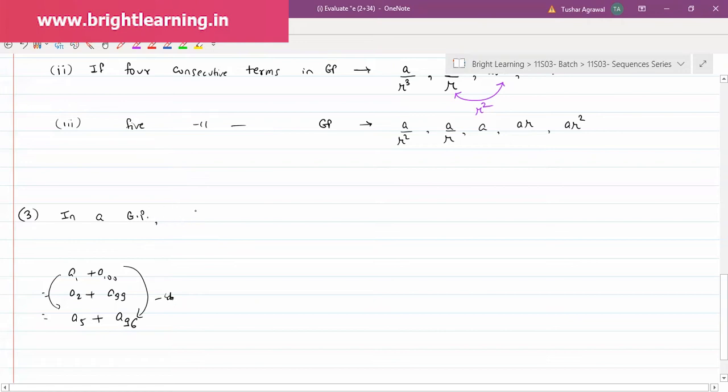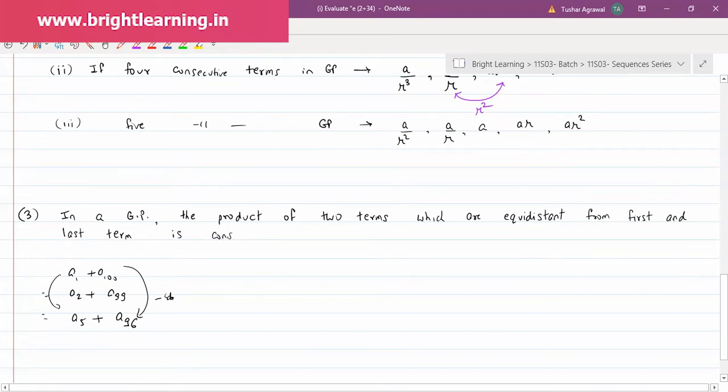In a geometric progression, the product of two terms which are equidistant from the first and last term is constant, and is equal to the product of the first and last term.